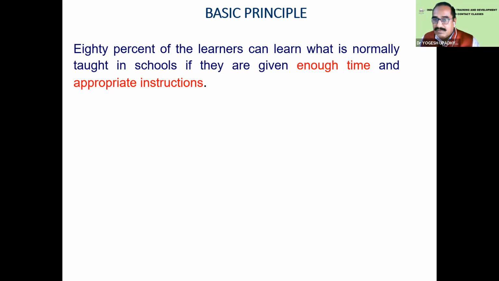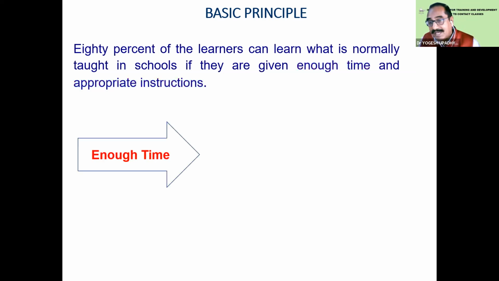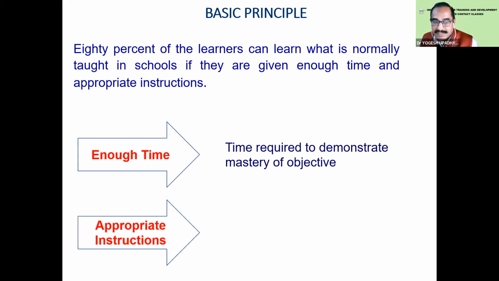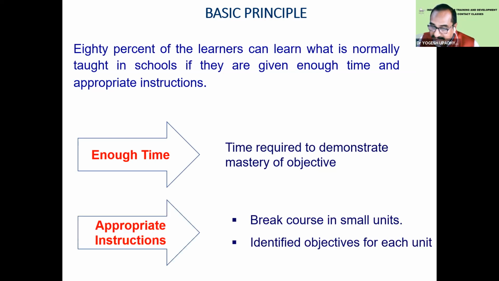80% of learners can learn what is normally taught in the school if they are given enough time and appropriate instruction. So enough time is needed when you make the syllabus. So time is a factor, time required to demonstrate mastery of the objective, and appropriate instruction. For that, break the course into small units and identify objectives for each unit. That's why I have shown you the enabling objective.